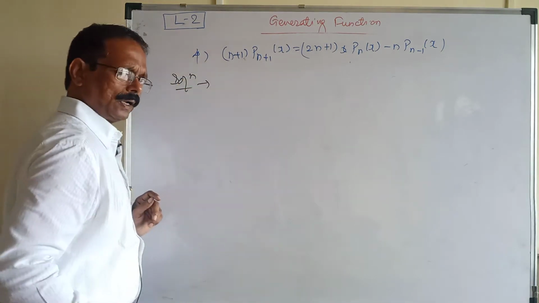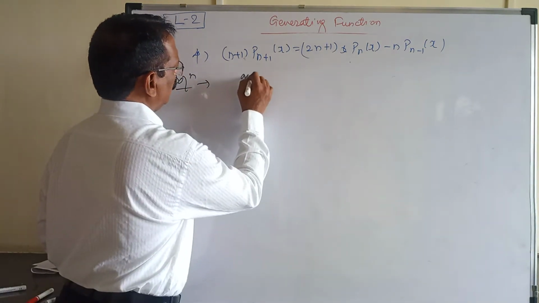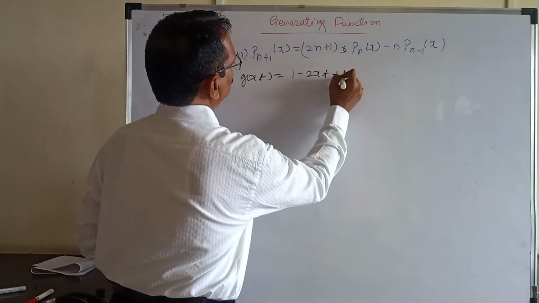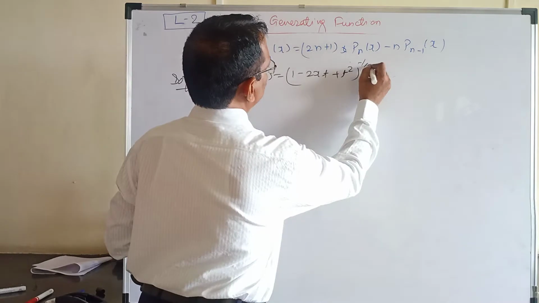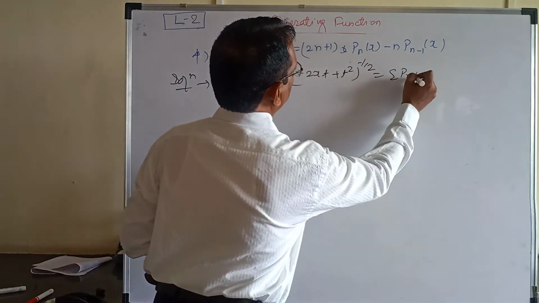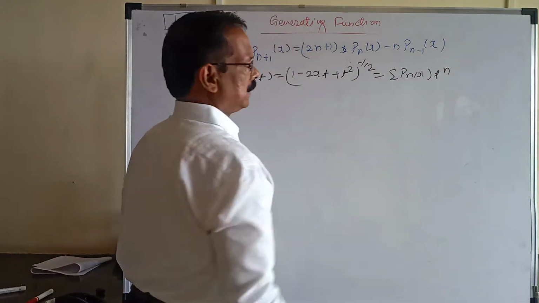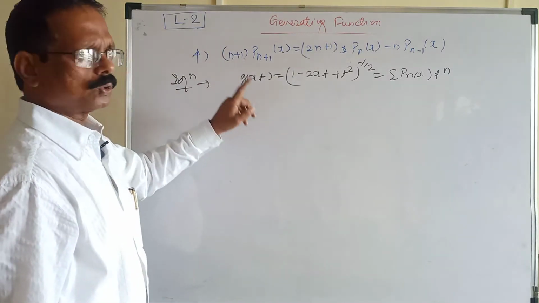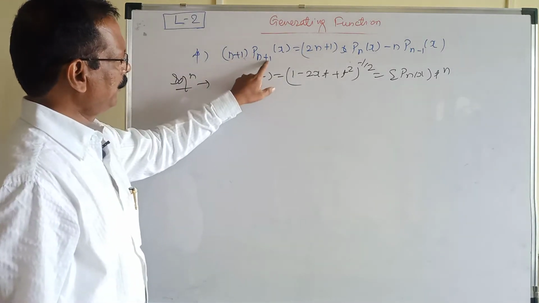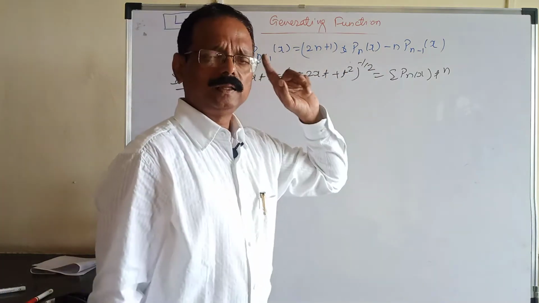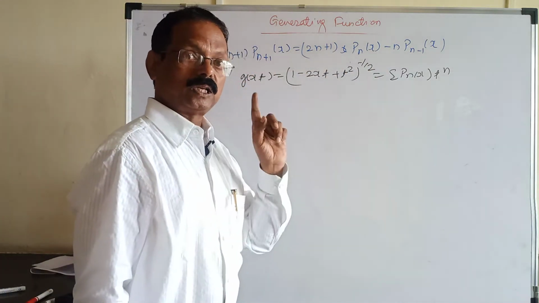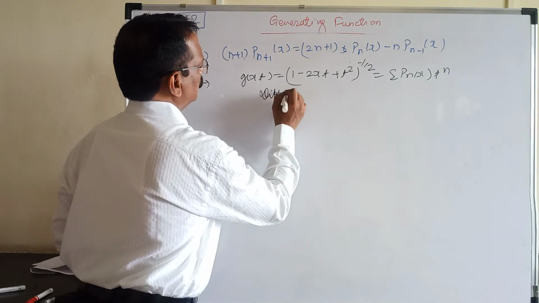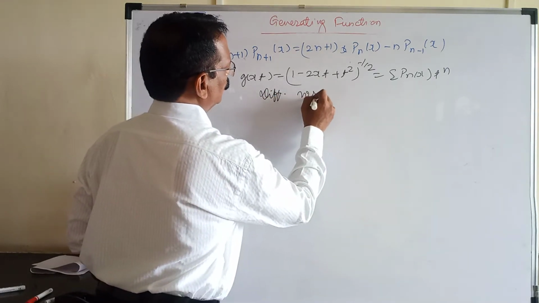Now the generating function for Legendre's polynomial is g(x,t) equal to (1 - 2xt + t^2) raised to minus half, which is equal to the summation of P_n(x) t^n. So this is the generating function. Now how do we solve the example? If there is P_{n+1} and P_{n-1}, then we differentiate the generating function with respect to t.